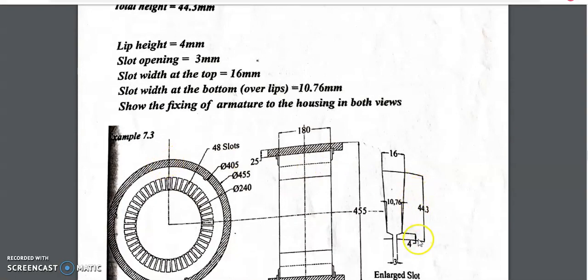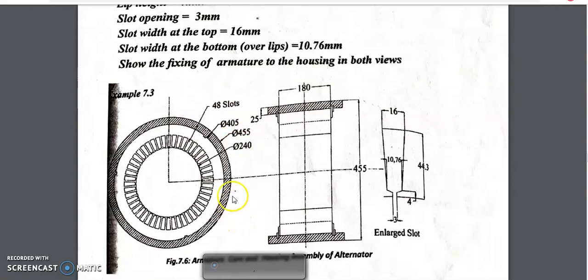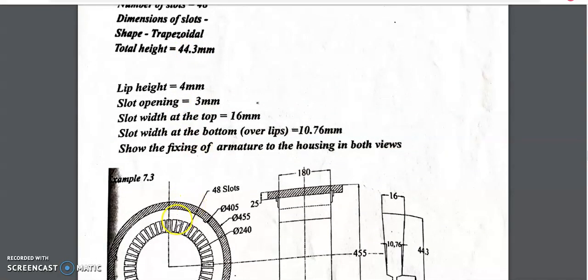Slot height he has given, see, 44.3. This they have given in the problem, 44.3, the total height of the slot. So if you add 240, 240 is this, plus 44.3. 240 plus 44.3, that is nothing but slot height, 284.3.